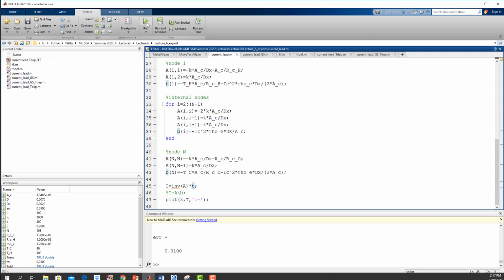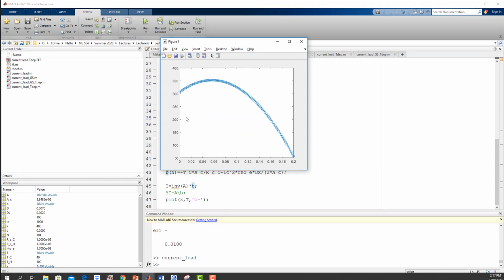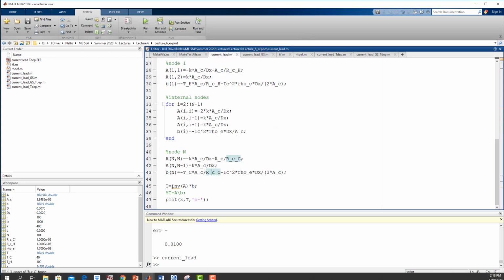So let's run this, and I'll bring the plot over. So here's the plot. It's the same thing we got in EES because it's the same solution. I did say that building the inverse of A like this is not very efficient, right?